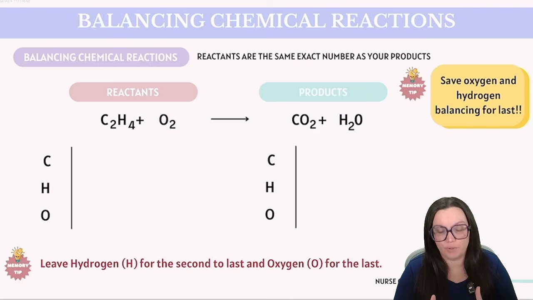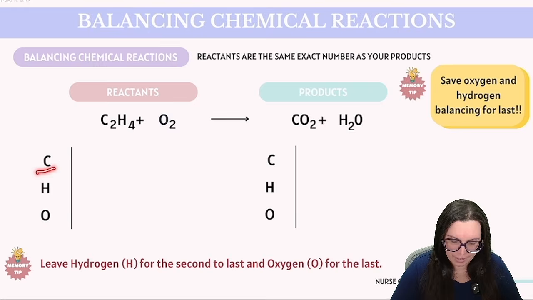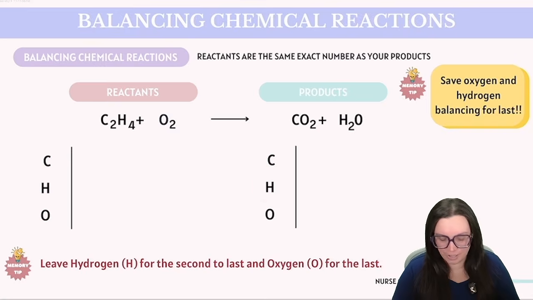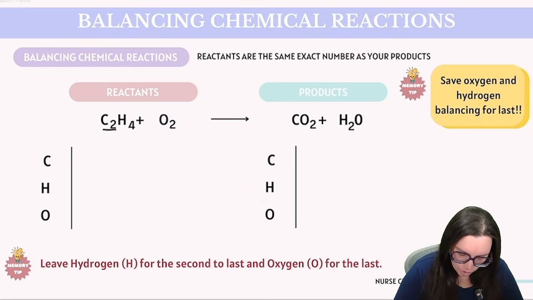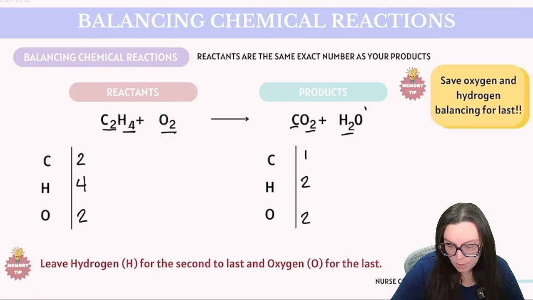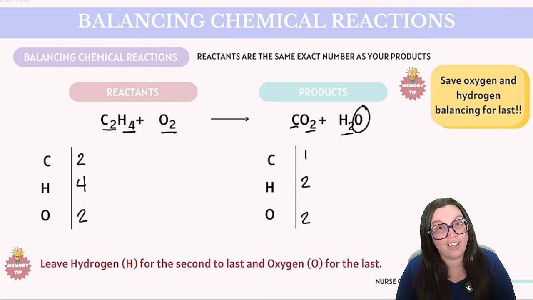So just like we did before, we want to make sure that we list out our elements on both sides of our equation. As we can see here, we only have carbon, hydrogen, and oxygen on both sides. Now we're going to start tallying up. So we've got 2 carbons here, we've got 4 hydrogens here, and we have 2 oxygens here. On the product side, we have 1 carbon atom, we've got 2 oxygen atoms, we have 2 hydrogen atoms, but oh, look here, we have an extra oxygen atom, so we need to make sure that we account for that.